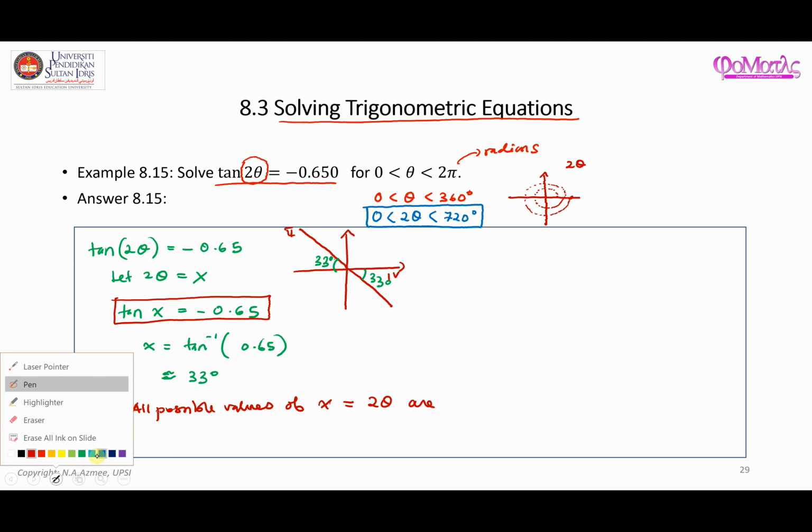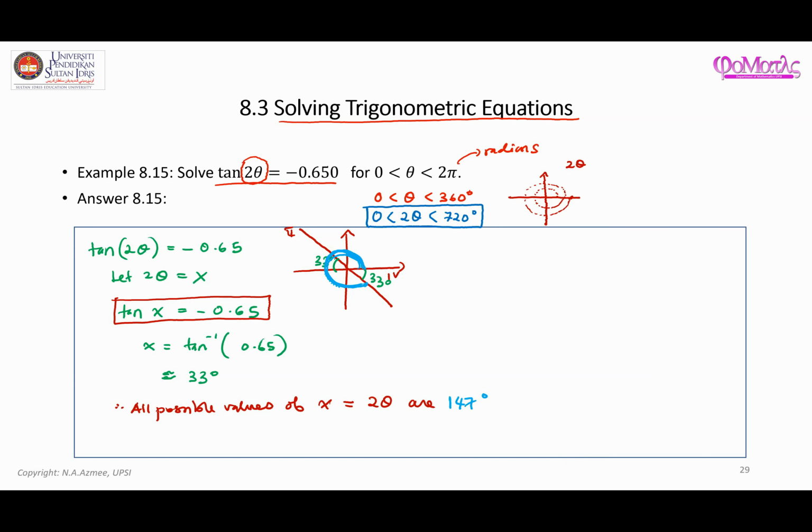What values? So now we're going to study all the values. The first value is from this 0 degrees going towards this one. So this is the first result that we have, which is 180 minus 33, which is about 147 degrees. And then it continues on and it will reach this side, stop here. So this degree is 360 minus 33 degrees.